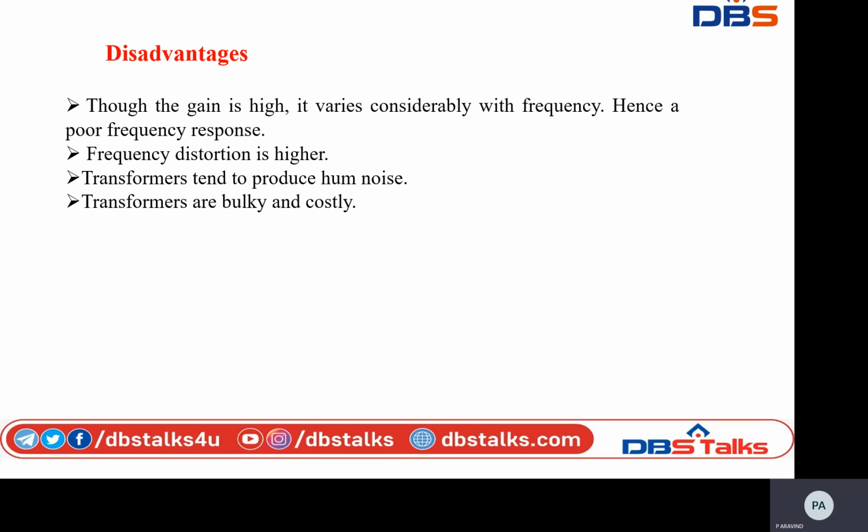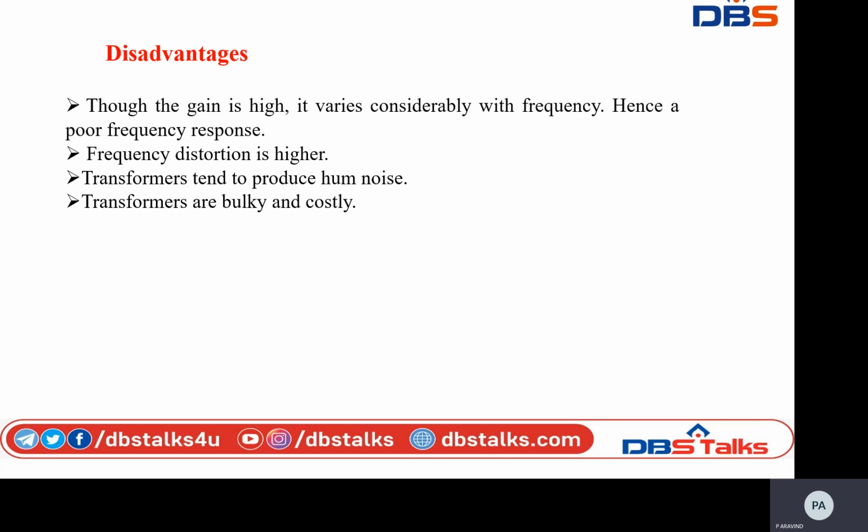So there is a poor frequency response. Just before, we saw that the gain is constant only for a small range of frequency. Here frequency distortion is higher. The transformer tends to produce hum noise in the case of transformer coupled amplifier.